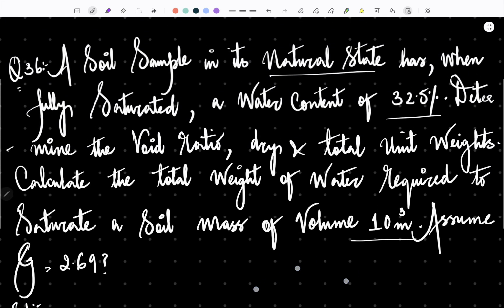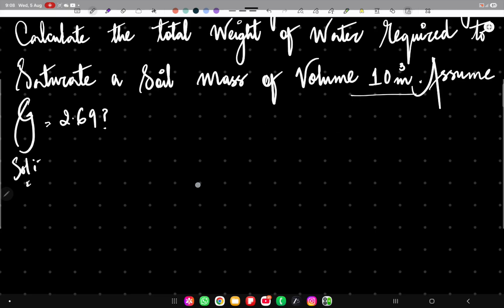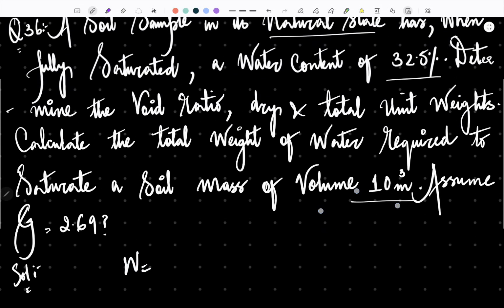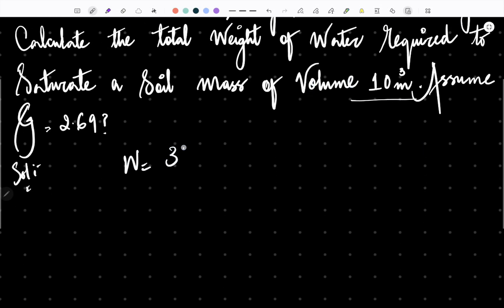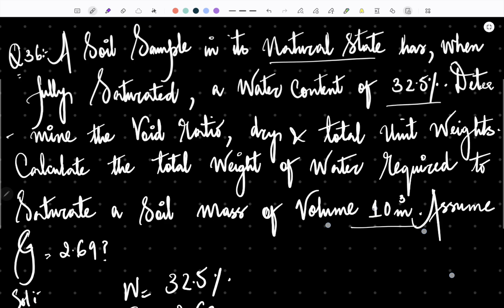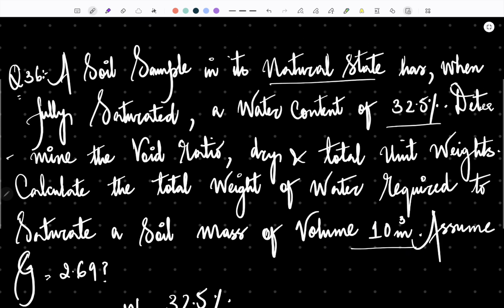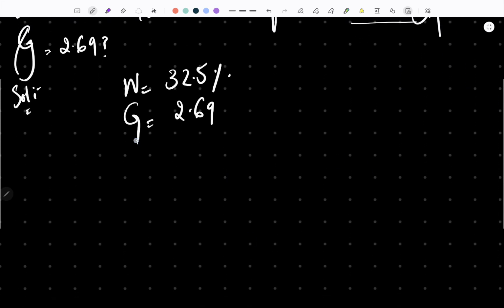What data has been provided? We have been provided a water content, which is equal to 32.5%. G, we have to use 2.69. And the soil sample in its natural state is fully saturated. That means S is equal to 1. Let's find the void ratio first using the generalized equation eS = wG. So e is equal to wG by S.